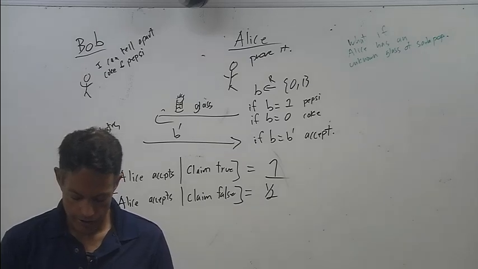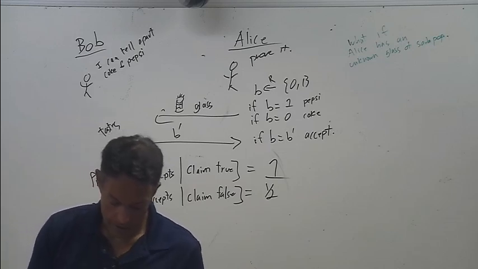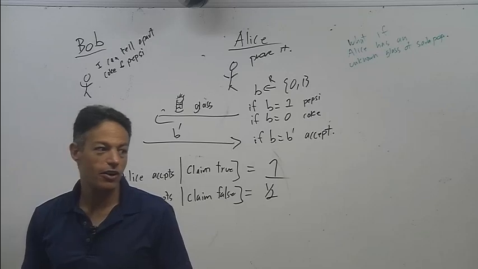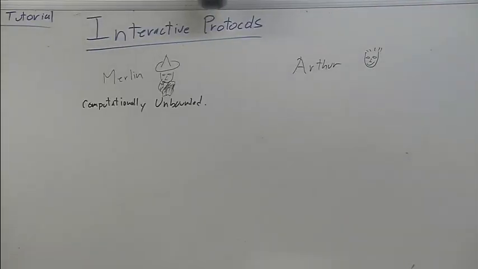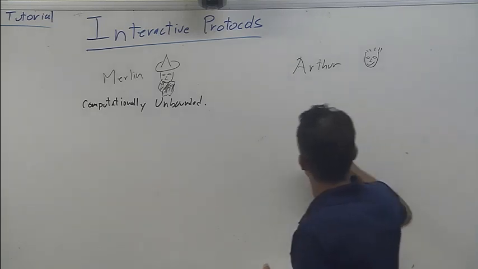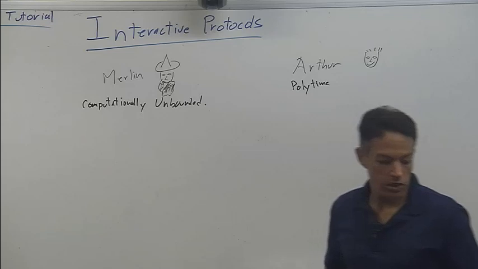I'm going to introduce these characters, Merlin and Arthur, because as you can tell, we're TCS nerds, and there are a lot of things in terms of Arthurian legends. The idea is that Merlin is some all-powerful wizard, computationally unbounded. Merlin can solve everything. You can give Merlin a TQBF that is as long as you want, and Merlin will solve it. But you're not Merlin. You're Arthur. And Arthur is a mortal, polynomial time, okay?